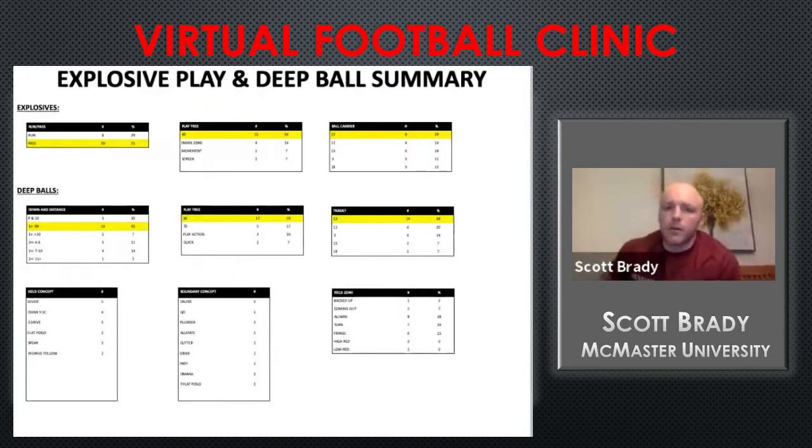So again, this is from a scouting report that we used during the season. This would be the explosive play and deep ball summary presented to the guys. So I'll just show you a couple things here. Under the explosive category, right here, you can see number 13 had 8 explosives. So for us, that's 15+ yard runs or 20+ yard receptions. Nobody else on their offense had more than 4.